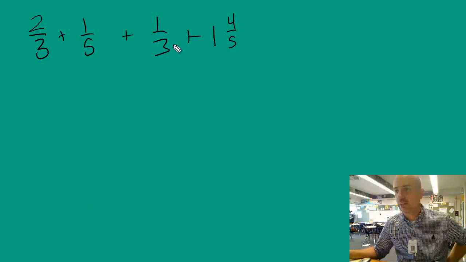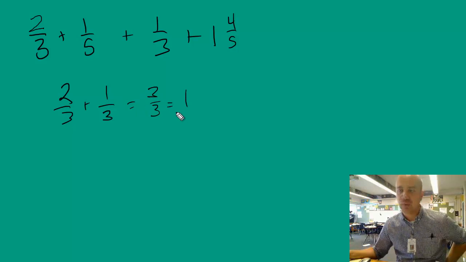So if we're adding them all up, we can just throw them together here. I know thirds and thirds, so let's put our thirds together. 2/3, and let's do 1/3. Let's add these up together. Well, 2/3 and 1/3 equals 3/3, and 3/3 is equal to 1. Well, that was easy. Let's do our fifths. Let's hope it's that easy too.